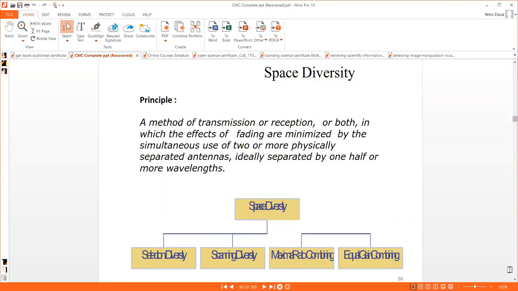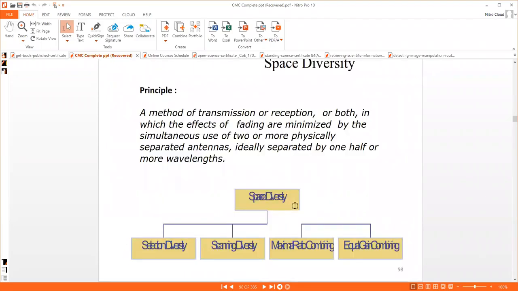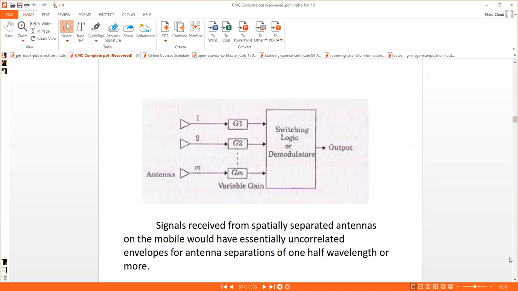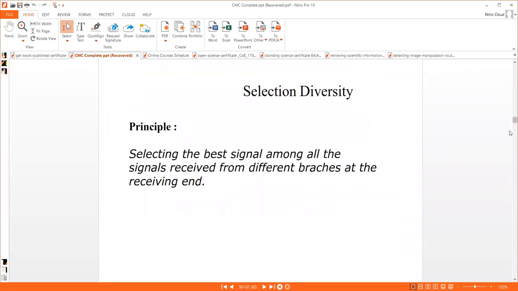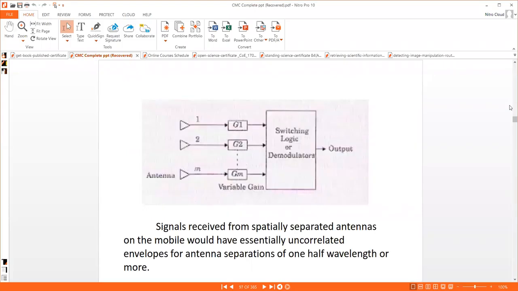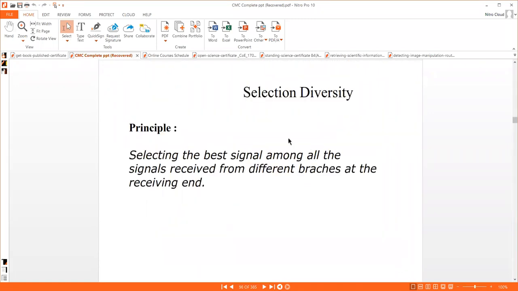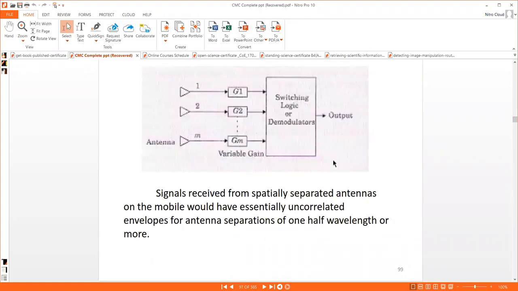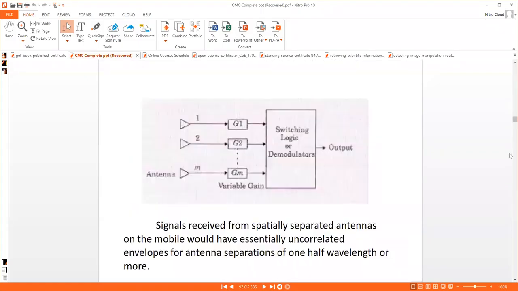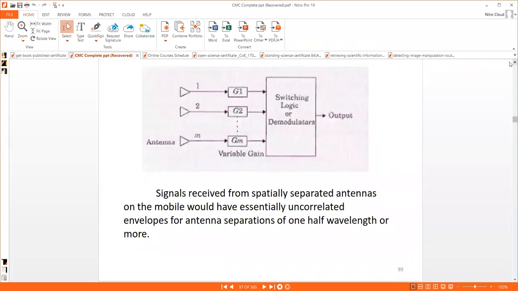Now, once again, there is a small confusion with respect to this diagram. Space diversity, once again, is divided into different parts. In the space diversity, the very first one is selection diversity. You can look at the space diversity definition I have just given, the principle. This principle is clearly applicable here.